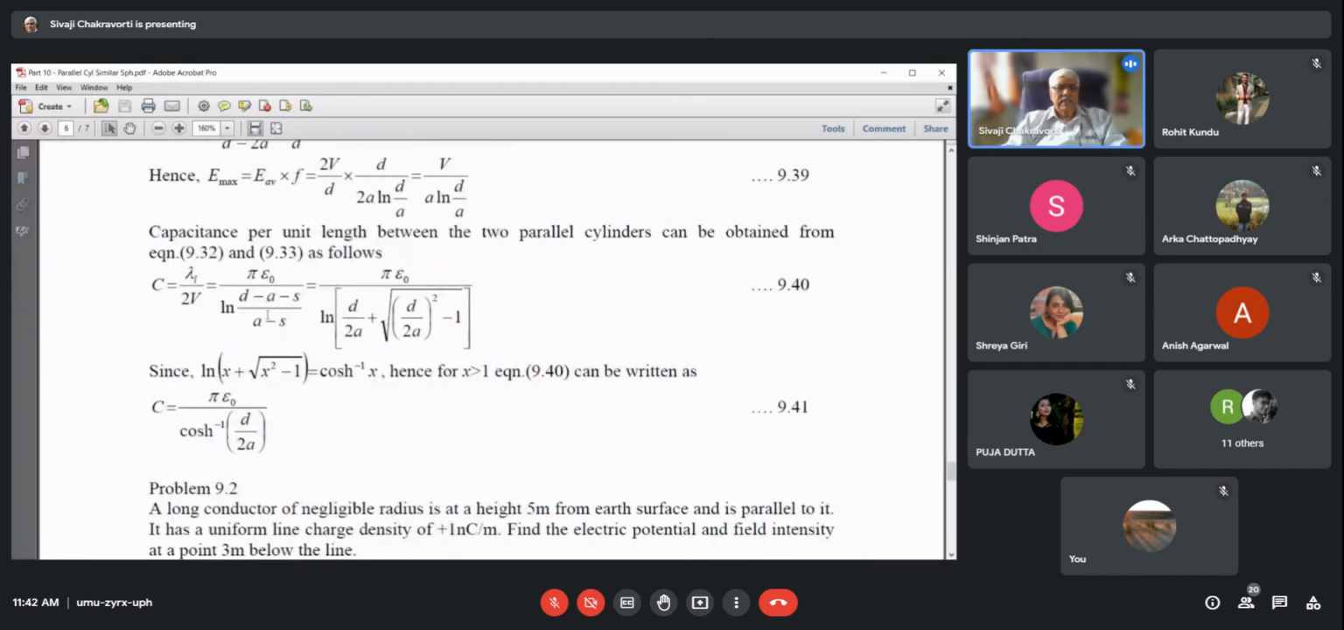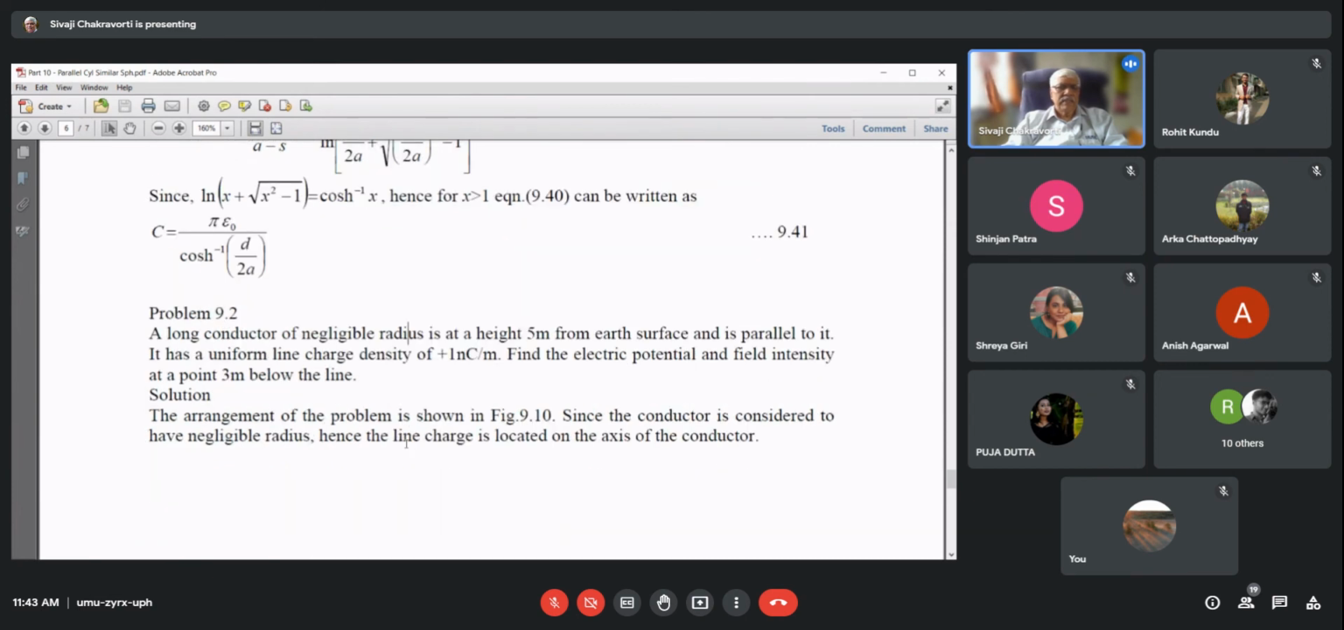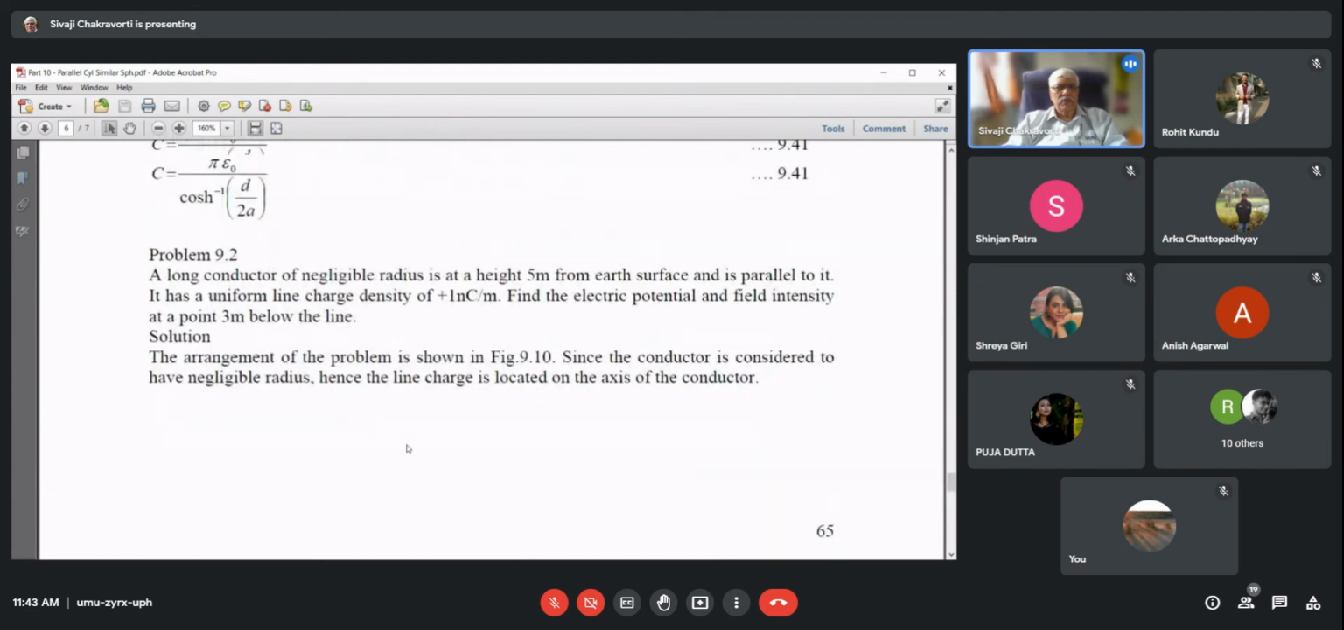So here you can see, and then if you put the expression of S in terms of d and a and do some more algebra, you get this capacitance per unit length as equation 9.40 in terms of d and a. Some people do further algebra putting this hyperbolic expression, and people arrive at this expression which is 9.41. These are all different ways of expressing something in terms of the mathematical expression.